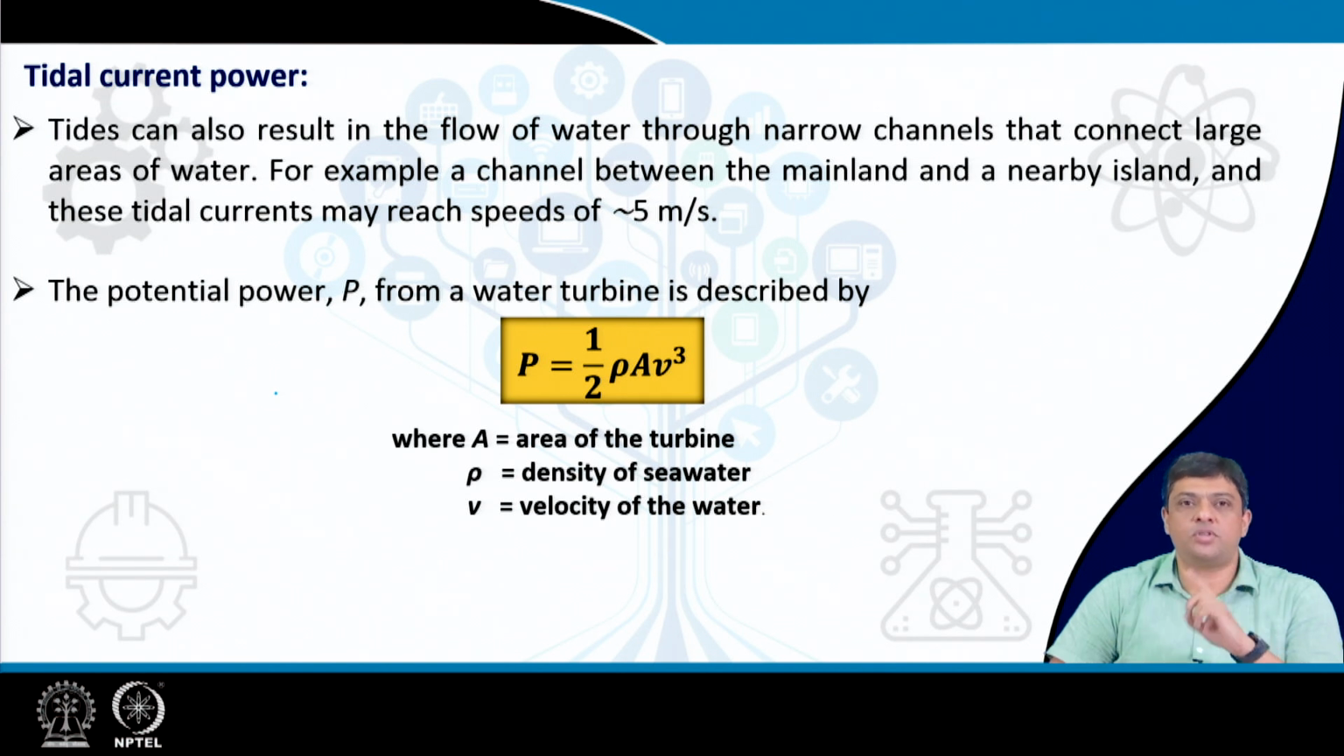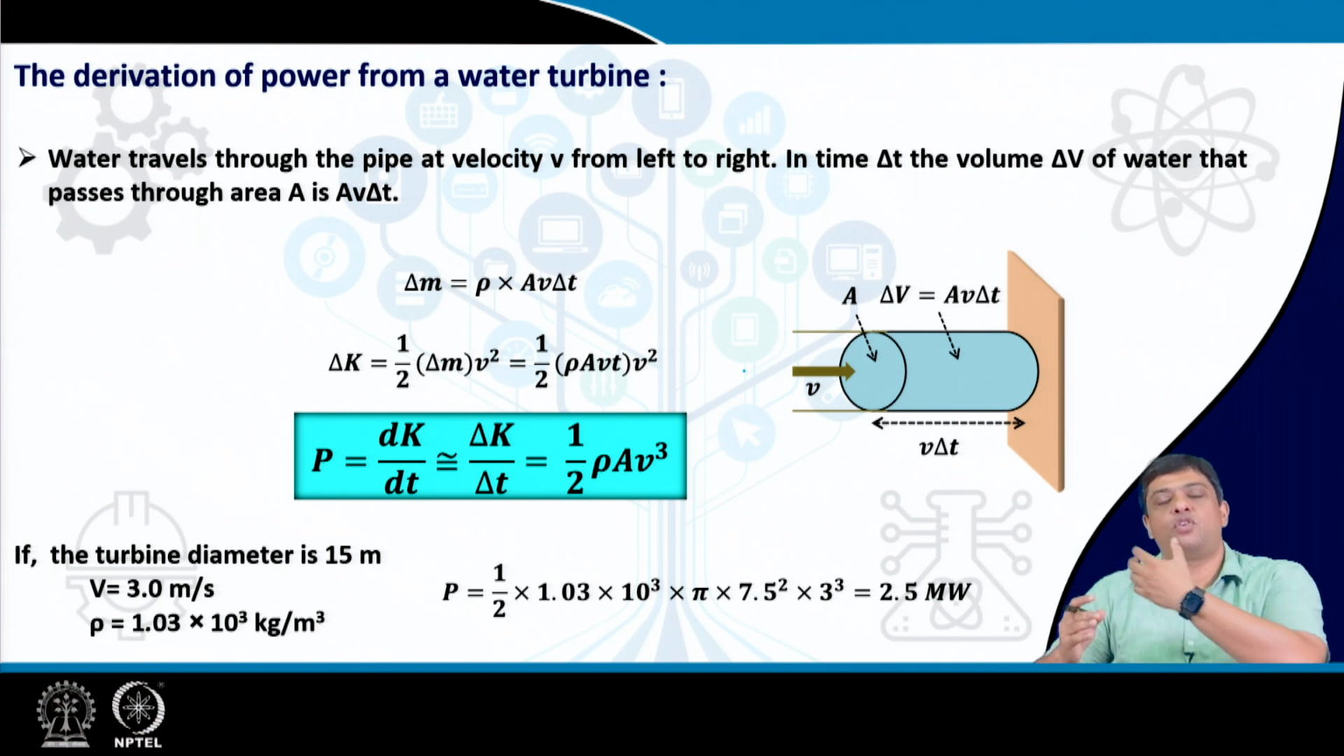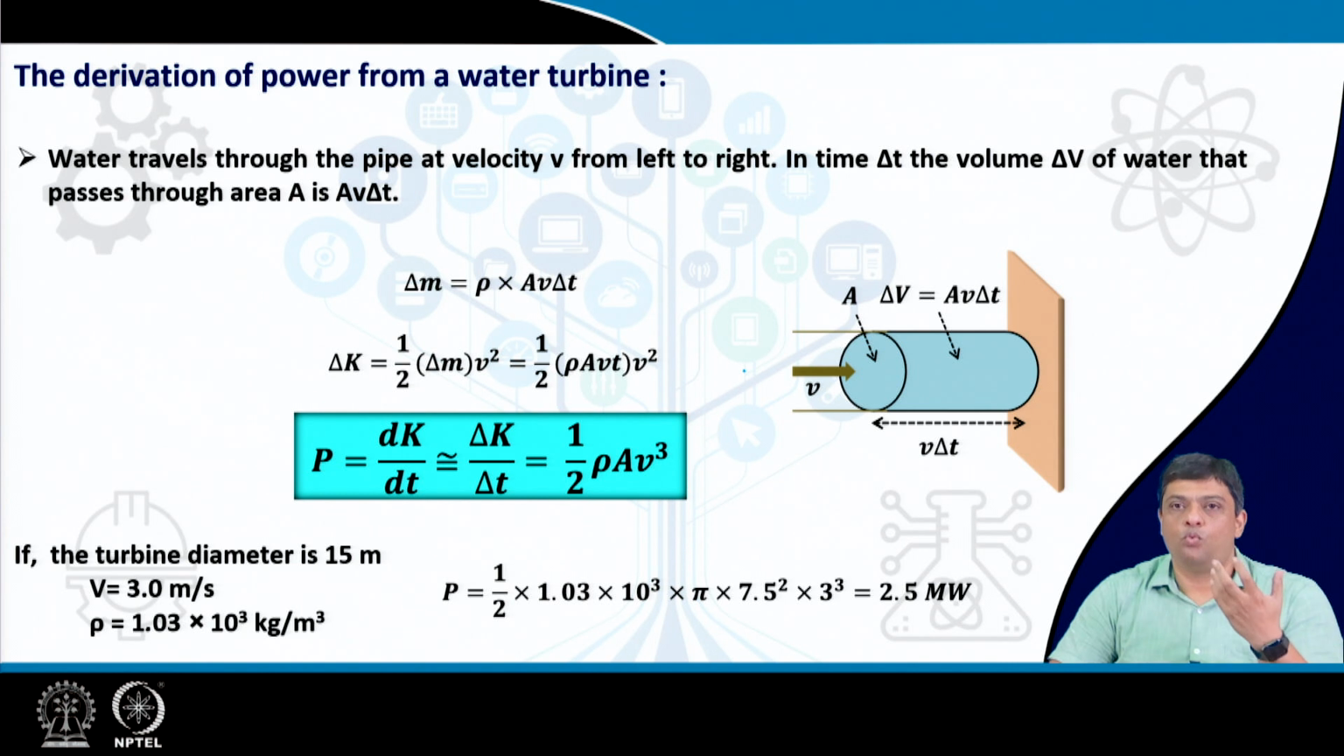The second strategy to extract the tidal power was using the kinetic energy of the flowing tides, and you had tidal current power. So, as we saw in the earlier case, the potential power P from a water turbine is described by P equals half rho A V cube, where A is the area of the turbine, rho is the density of the sea water, and V is the velocity of the flow. And we come back to our famous example which we have been discussing in many lectures, that you have a flowing fluid hitting the wall and then transferring energy to the wall, and then you can extract this power.